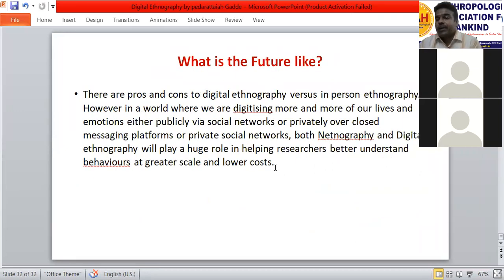What is the future like for digital ethnography? There are pros and cons to digital ethnography versus in-person ethnography. However, in a world where we are digitizing more and more of our lives and emotions, either publicly via social networks or privately over closed messaging platforms or private social networks, both netnography and digital ethnography will play a huge role in helping researchers better understand behaviors at a greater scale and lower costs.